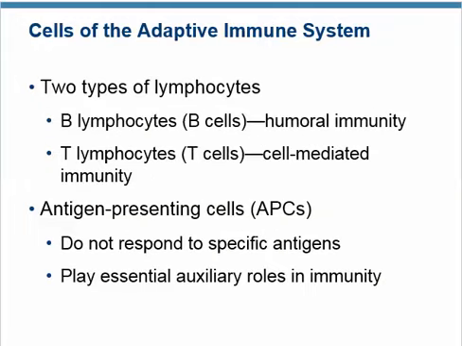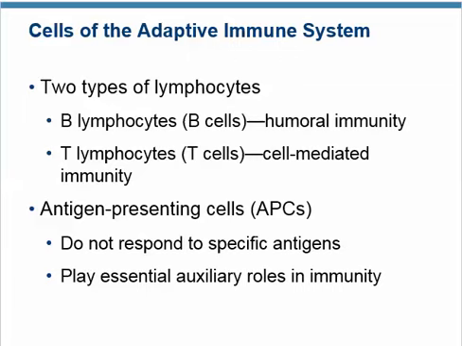Now, the adaptive system really relies on two different types of cells, and they're both called lymphocytes, or two general classes. There are B lymphocytes that are involved with humoral immunity. They're the ones that are involved with making antibodies. The B lymphocytes themselves don't attack the antigen. They provide the antibodies that attack the antigen.